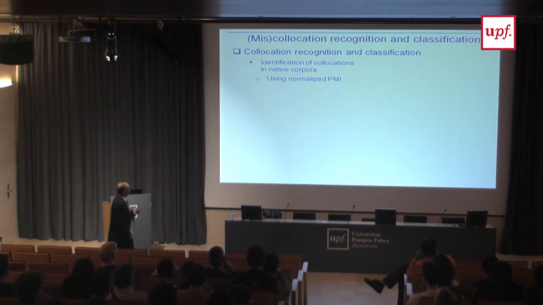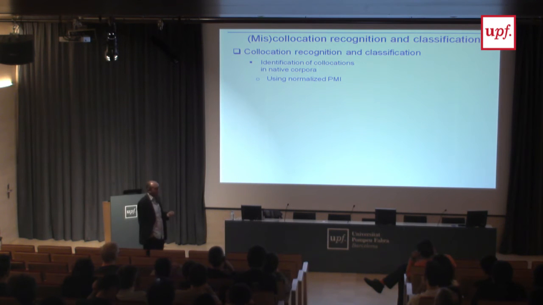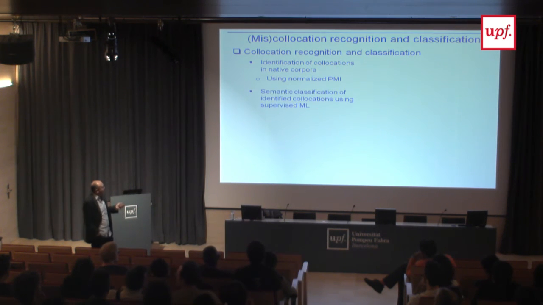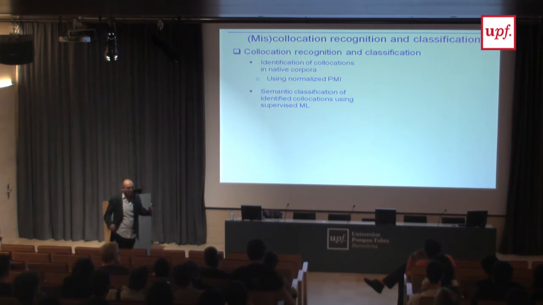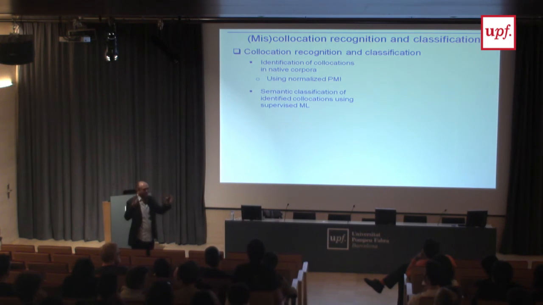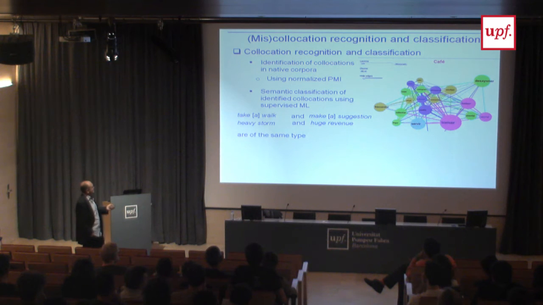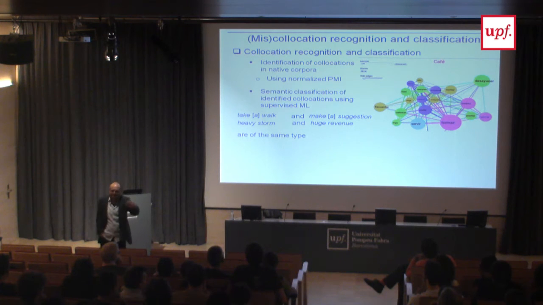First, we need to identify collocations in native corpora, and for this purpose we use normalized pointwise mutual information from information theory. We need to normalize it because we need to take into account the asymmetric nature of those co-occurrences. Then we use supervised machine learning, again support vector machines, that's our standard vehicle, to classify.